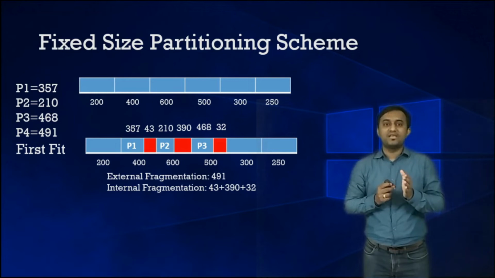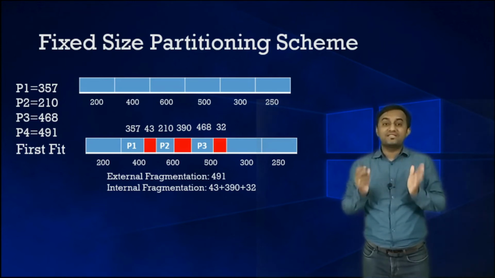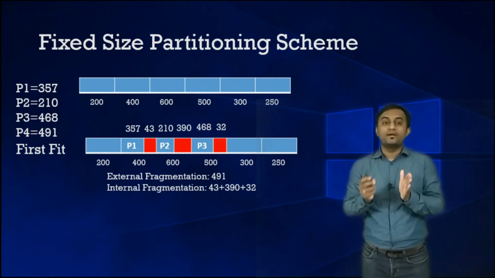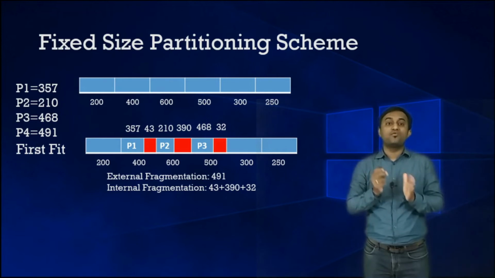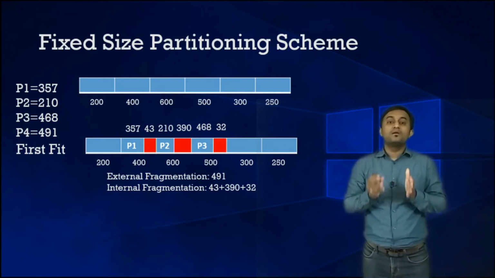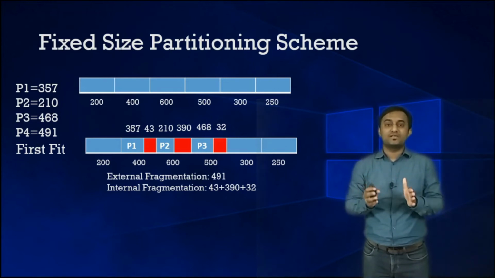Yes, because you can see 200 plus 300 plus 250 is large enough to accommodate the requested P4 process, but it is not available in contiguous fashion, so that's why we cannot accommodate it. So that is the reason why the external fragmentation is 491 KB.